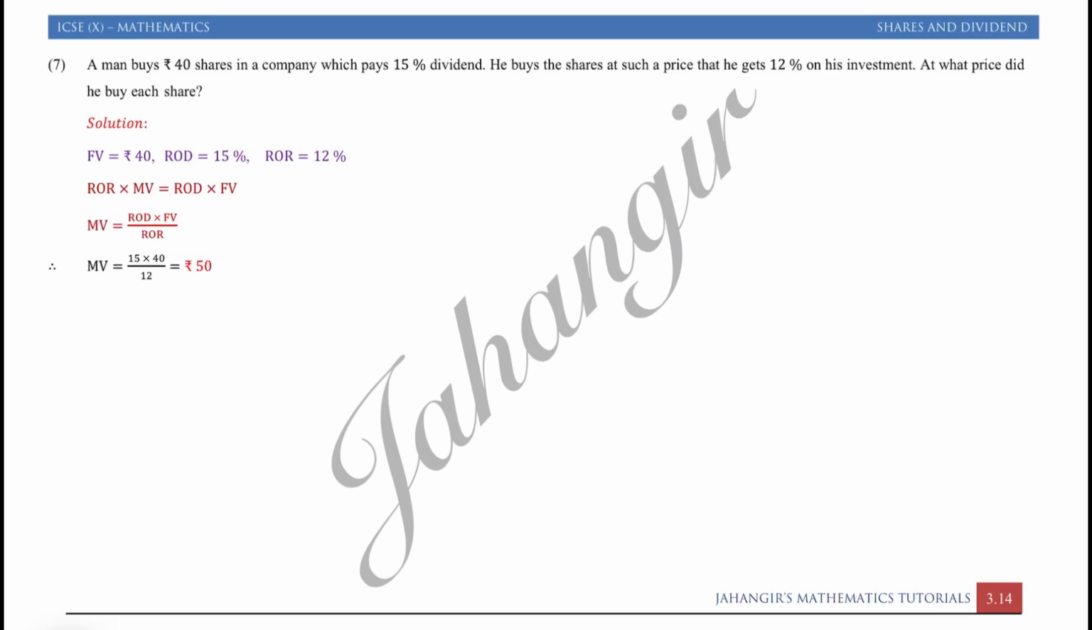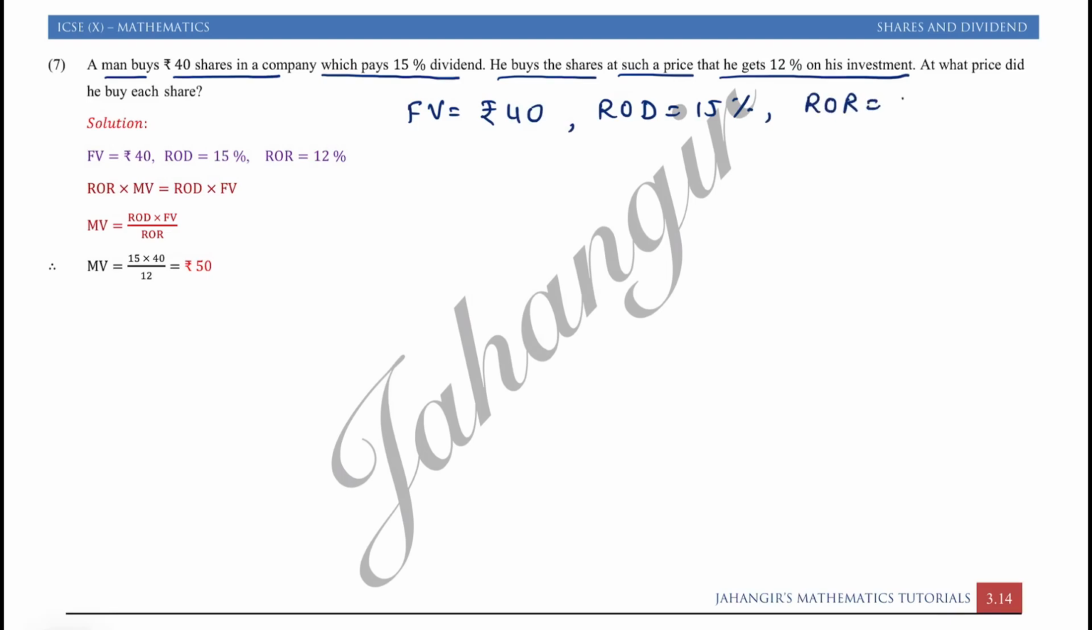Question number 7. A man buys rupees 40 shares in a company which pays 15% dividend. He buys the shares at such a price that he gets 12% on his investment. At what price does he buy? It's just the same type of question, just the statements differ. So its face value is rupees 40, which pays 15% dividend. So here ROD is given as 15%. He gets 12% on his investment, meaning its rate of return is 12%.